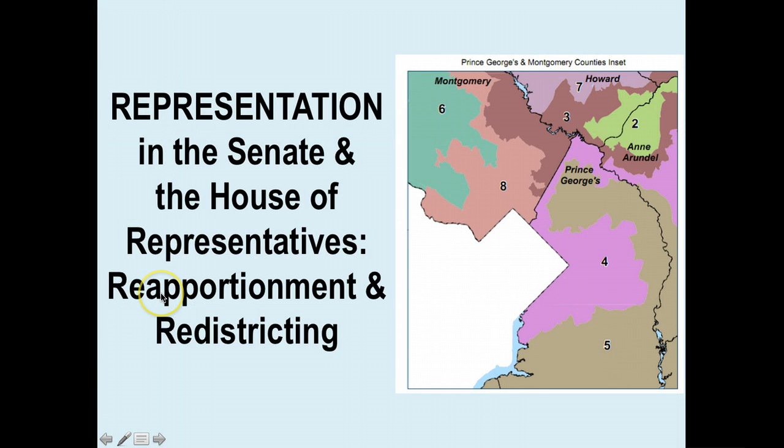And welcome back. We are going to be looking at today how representation is determined in the United States Senate and more specifically in the House of Representatives through the processes of reapportionment and redistricting.